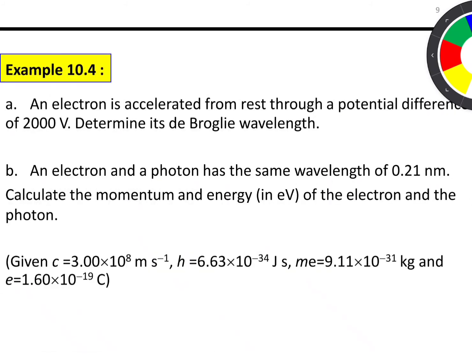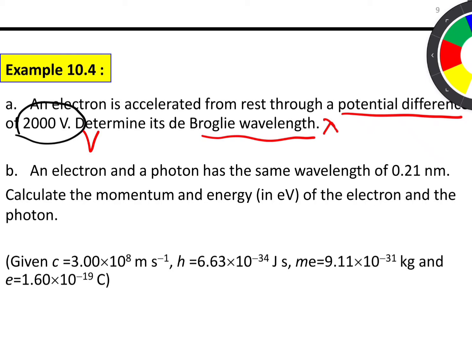Okay, 10.4. An electron is accelerated from rest through the potential difference 2000 volt. Ini adalah nilai V besar. Potential difference. Okay. Determine the de Broglie wavelength. So cari de Broglie wavelength.